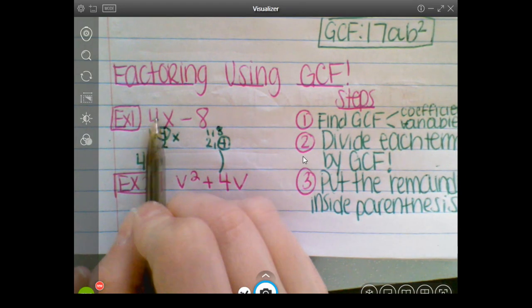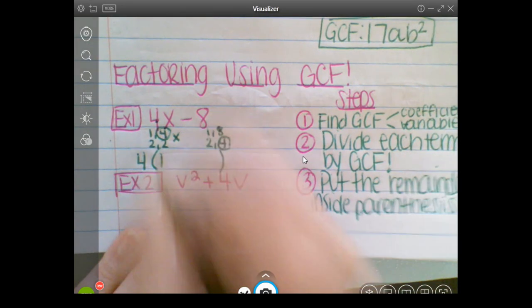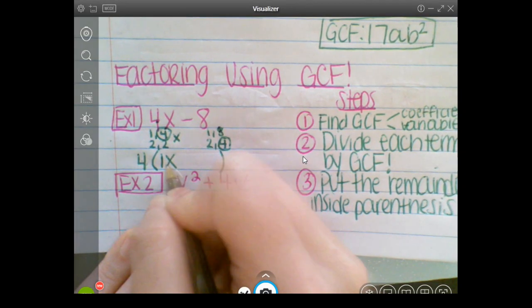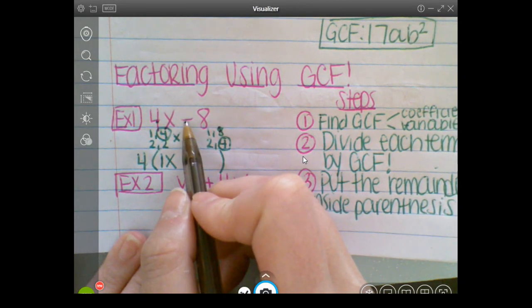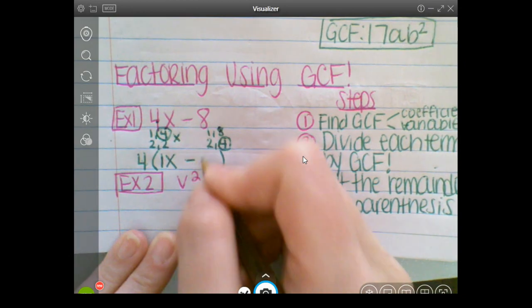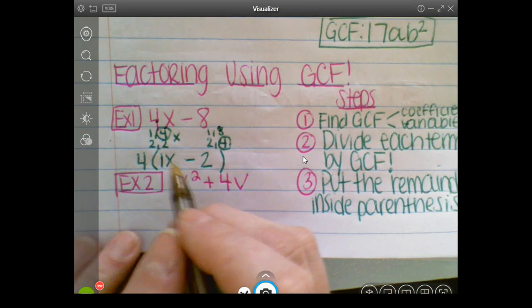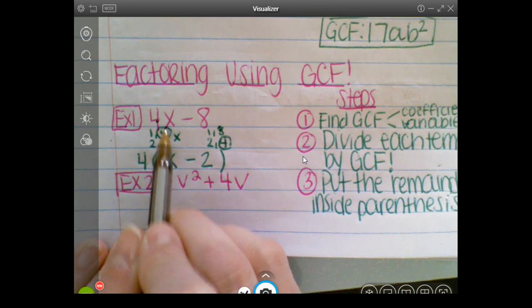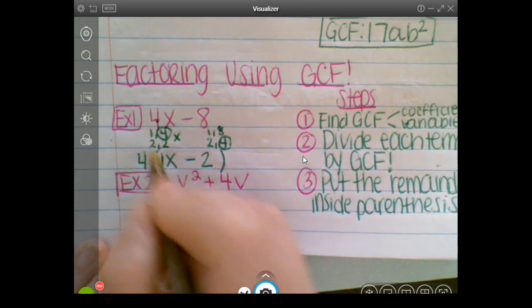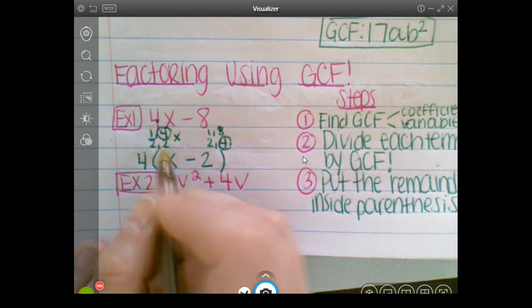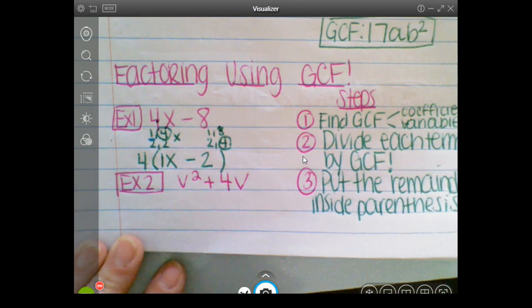So if I do 4 divided by 4, I have 1. X divided by nothing, well, I didn't do anything with the x's, so I just bring it down. Negative 8 divided by 4 is negative 2. Now the cool thing about what I have you guys do is, if I look at this, well, if I circled the 4, what goes with the 4? The 1, right, which is here. The 2's didn't matter, and then there's an X left over, so the X goes inside.